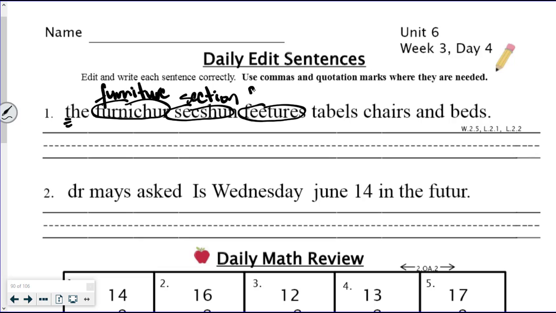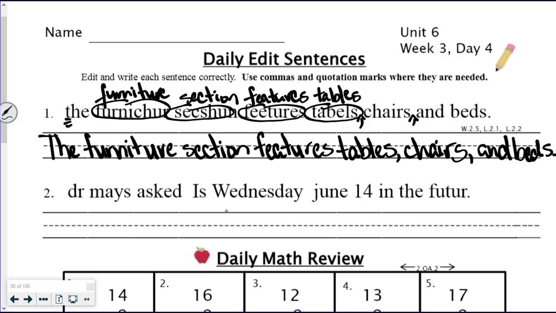Features, E, and then chur, and then more than one S. And tables is spelled incorrectly, right? We learned about final syllable L-E, so tay, and then bull, B-L-E. And then more than one S. Chairs and beds. Okay, so let's see. This is a list because the section has tables, comma, chairs, comma, and beds. Then we'll rewrite this nice long sentence on the line.